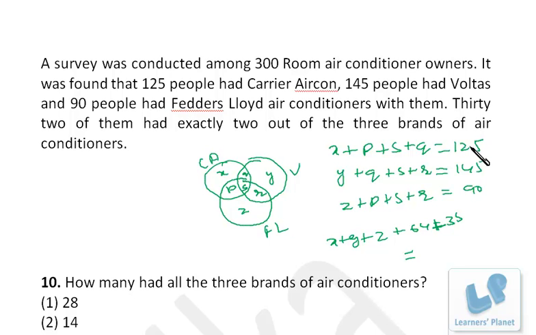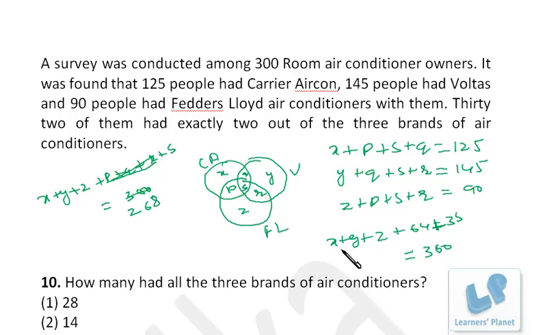So that's 270, 270 plus 90, and here we are having the total number of people as 300. So X plus Y plus Z plus P plus Q plus R plus S is equal to 300, right? Out of this, that P plus Q plus R is 32, right? So if we delete this and write 300 minus 32, that's 268.